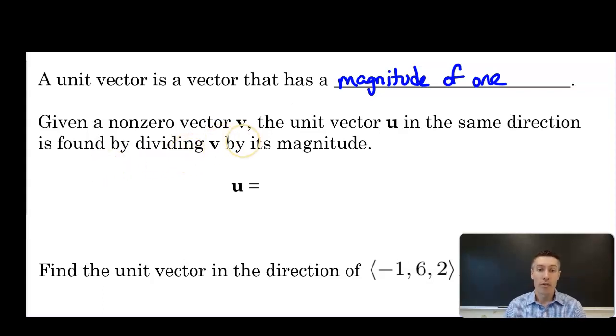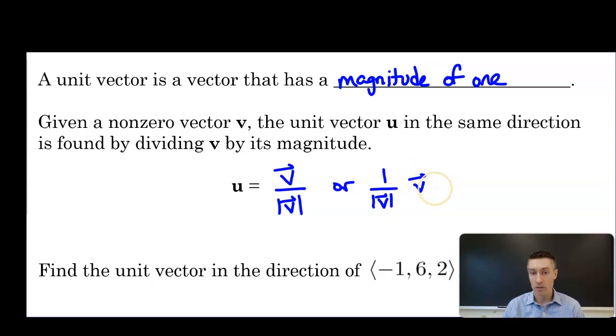Now, given a non-zero vector v, the unit vector u in the same direction is found by dividing v by its magnitude. Okay, so this is the process for finding a unit vector. So we have a vector v, we want to find the unit vector u. So we're going to take vector v and divide it by its magnitude. And you can write that differently. You could say 1 over magnitude of v times vector v as well.